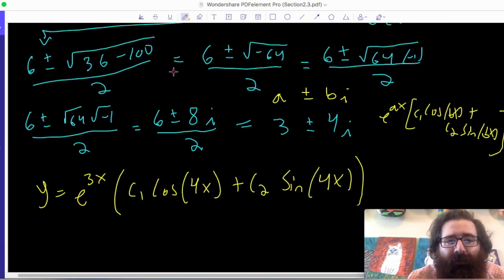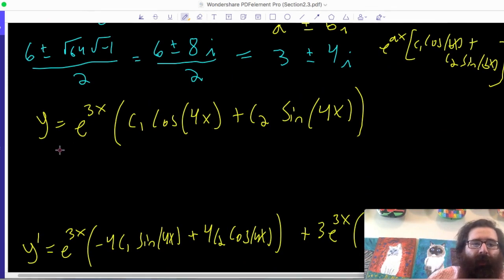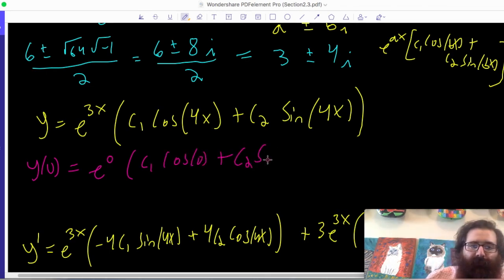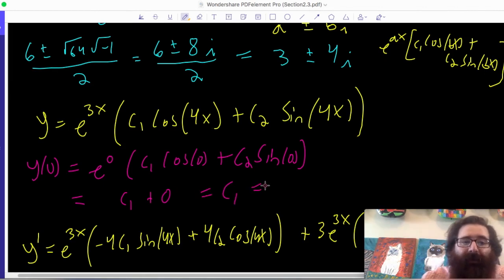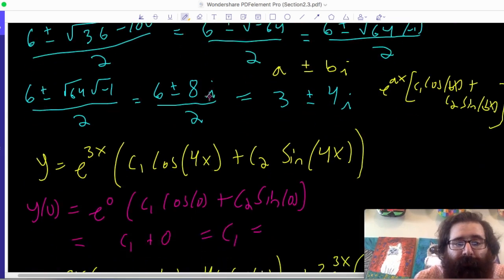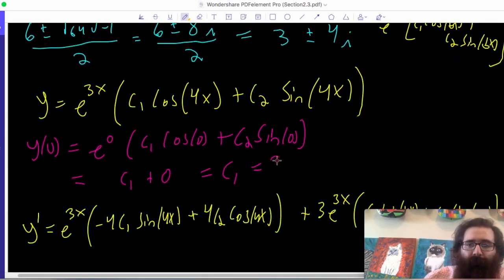We have y of 0 equals 3. So if I plug 0 into y, we get e to the 0, c sub 1 cosine of 0, plus c sub 2 sine of 0. Remember, e to the 0 is just 1. Cosine of 0 is 1, so I get c sub 1 times 1, plus, but remember, sine of 0 is 0. So actually, plugging 0 into all of this just leaves me with c sub 1, and my initial value said that y of 0 is equal to 3. So that means c sub 1 is equal to 3. So maybe not as bad as it looks.